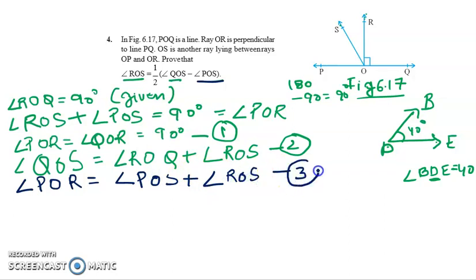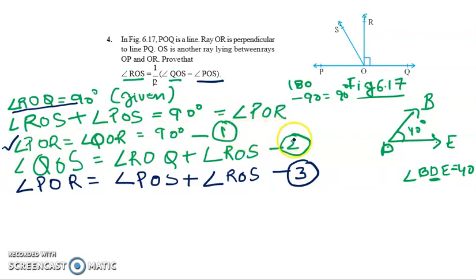This equation 2 and 3, if you have followed, you will not make mistakes in the question. So I am repeating again. This is 90 degree angle ROQ. This is given to us. Then angle POR will be equal to angle QOR, which is equal to 90 degree. This equation 1 is clear.